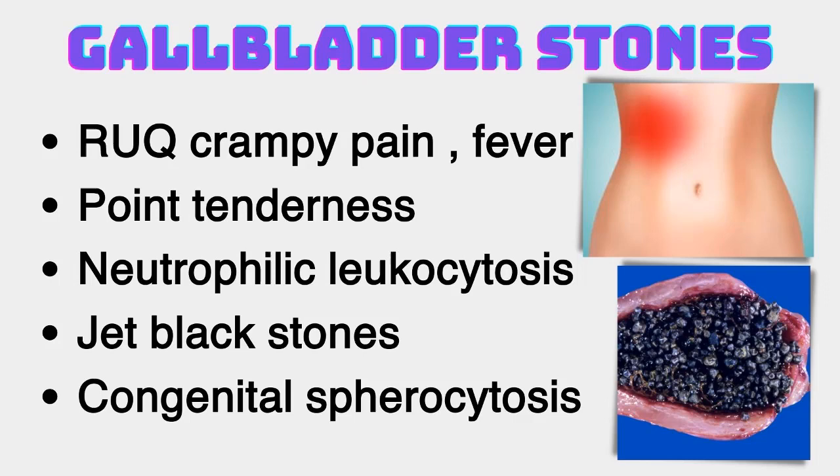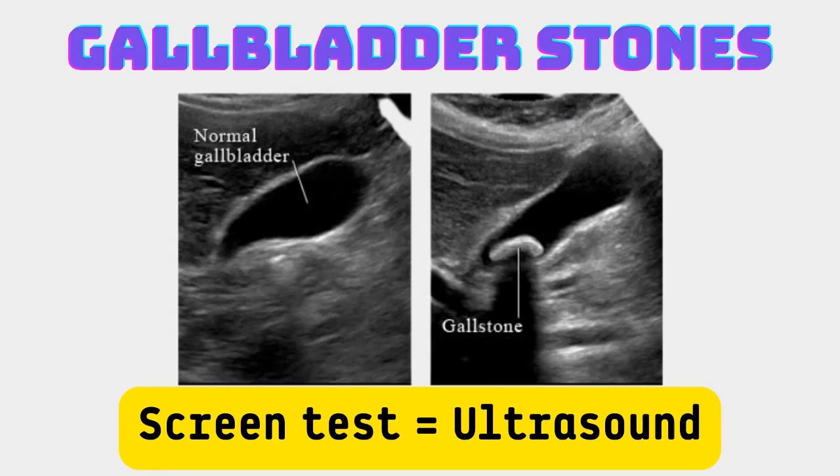Here's an ultrasound showing this. The screening test of choice for stones is ultrasound. Listen to this before I possibly forget it. The screening test of choice for anything in the pancreas is CT. And the reason why that is, even though it's more expensive than ultrasound, is that bowel gas overlies the pancreas and screws up ultrasound. And so it's not as sensitive. So any question relative to the pancreas and what your first step in management is, always put CT. Never put ultrasound. But for gallbladder, ultrasound.